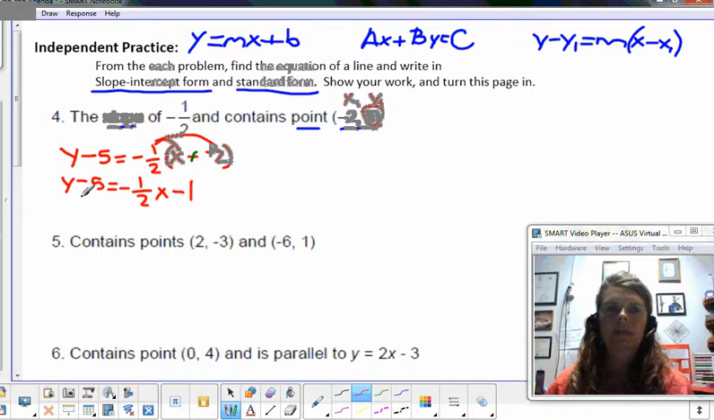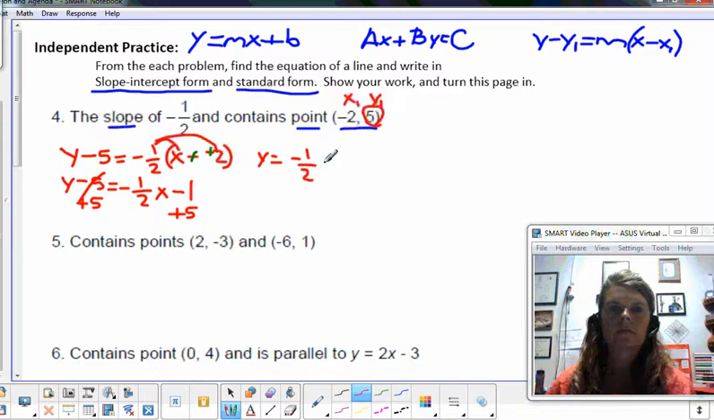Then here, we need it to be in slope-intercept form, so we need the y to be by itself. So we need to add the 5 to get rid of it. And if you do it here, you have to do it over here. And we're going to add it to the negative 1 because those are like terms. So our slope-intercept form is y equals negative 1/2 x plus 4. Negative 1 plus 5 right here is 4. So there's our first answer.